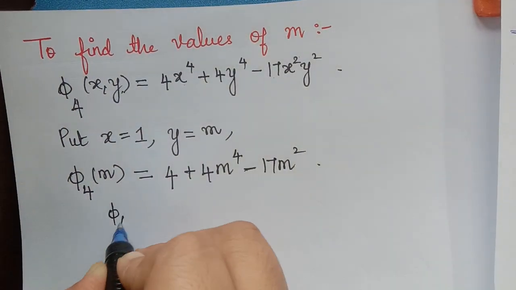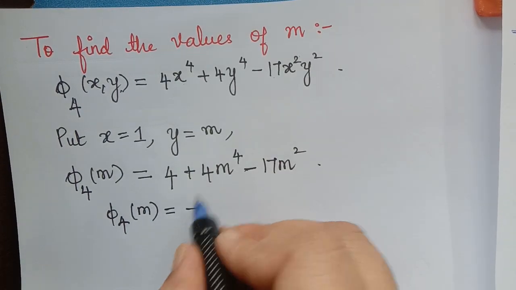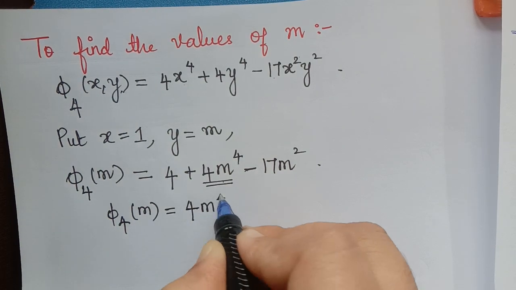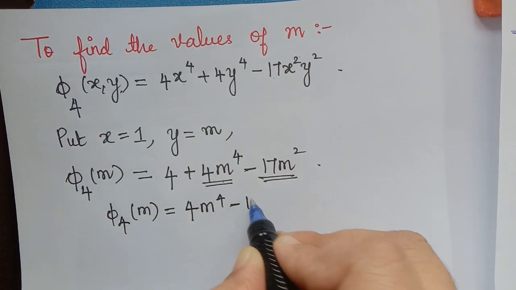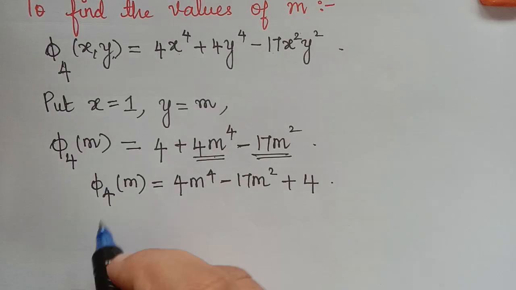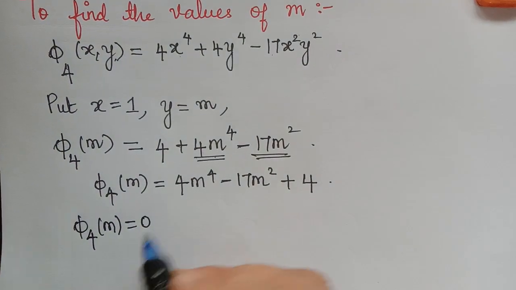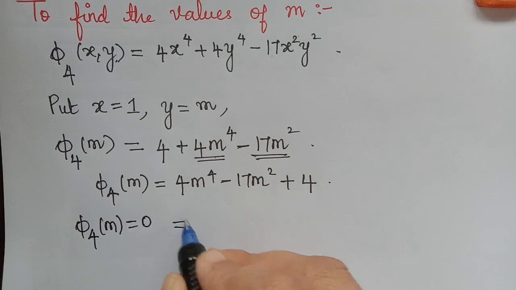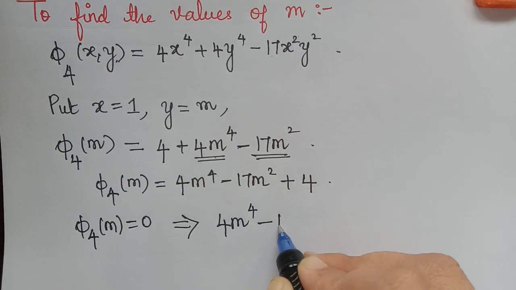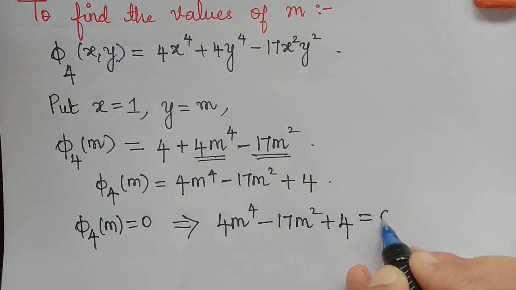Rewriting in the order of the powers, we get P4 of m to be equal to, first, this is the highest power, so 4 m to the power 4. Next is this, so minus 17 m square plus 4. The next step is we have to put P4 of m equal to 0 in order to find the values of m. That is, 4 m to the power 4 minus 17 m square plus 4 is equal to 0.